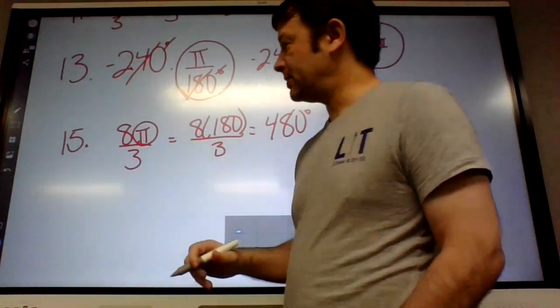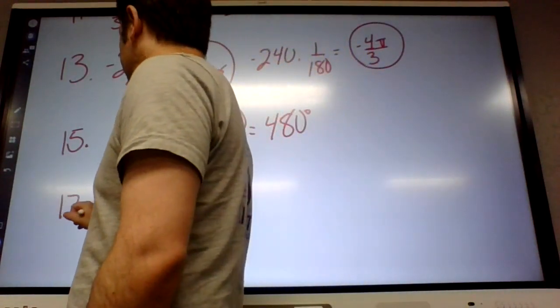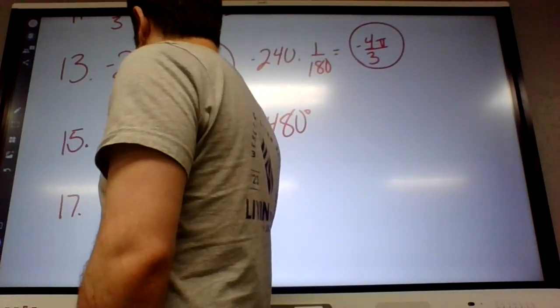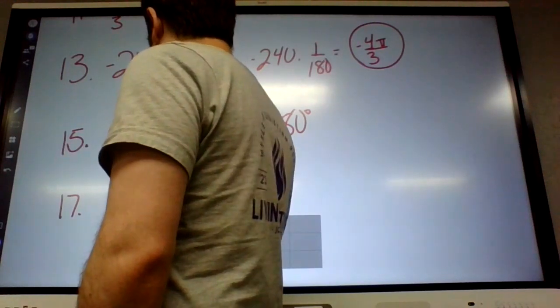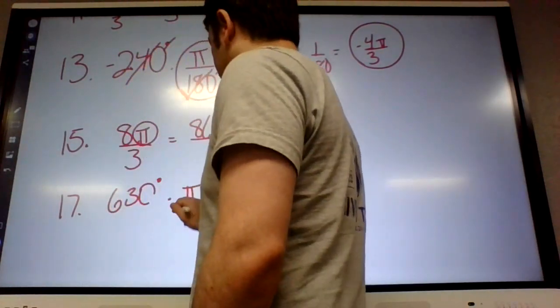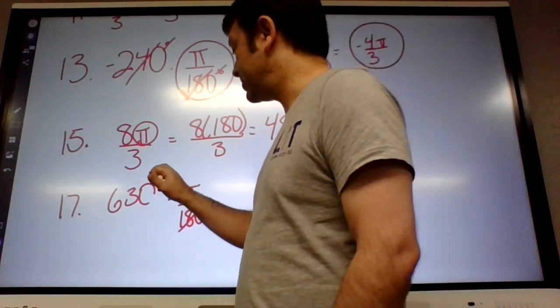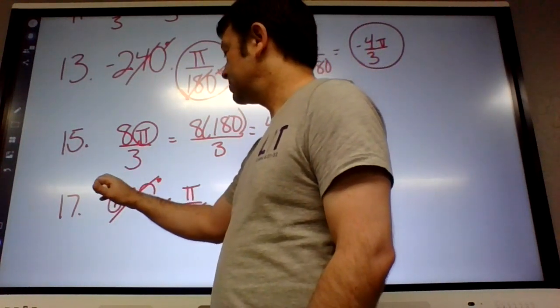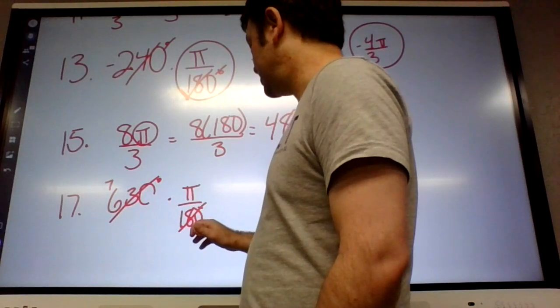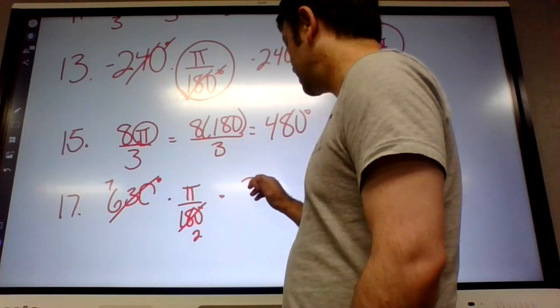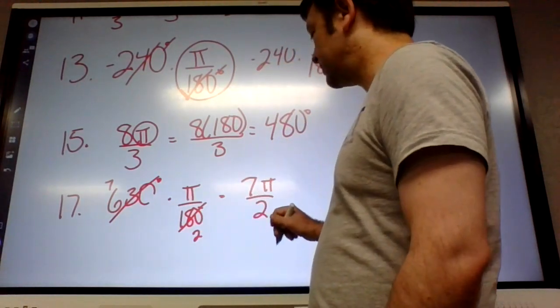Okay, 17. 630 times pi over 180. These are both divisible by 90. So that would be 7 and 2. 7 pi over 2.